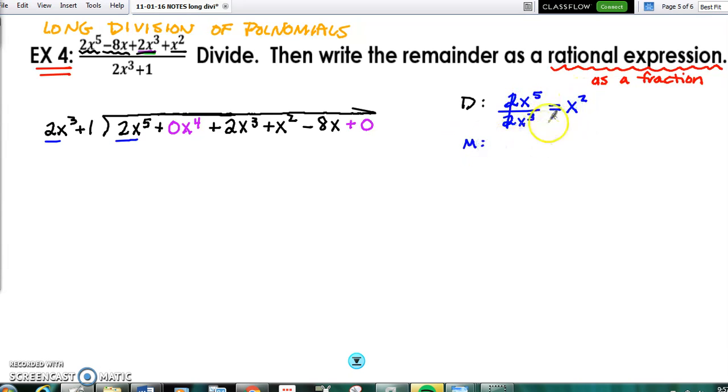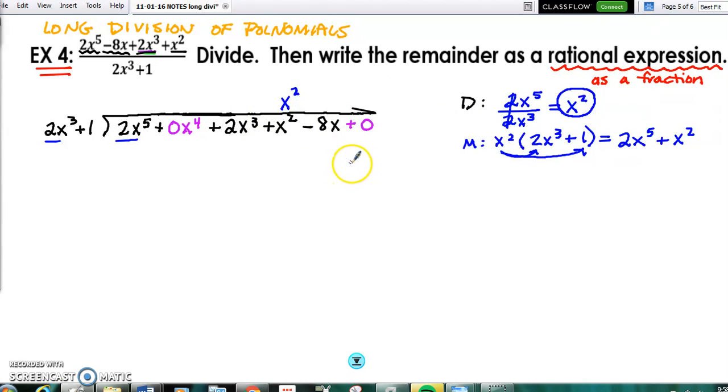Alright, we divided. Now we multiply what we just got by what we divided by. So x squared times 2x cubed plus 1. Well, I will now distribute. So that is 2x. There's 2 of them, there's 3 of them, now there's 5 of them. Plus x squared. I forgot to write this answer on top. Don't let me forget. I'm going to put that as x squared above the x squared. It just makes my life easier. Trust me. We line them up. Alright, 2x to the 5th plus x squared.